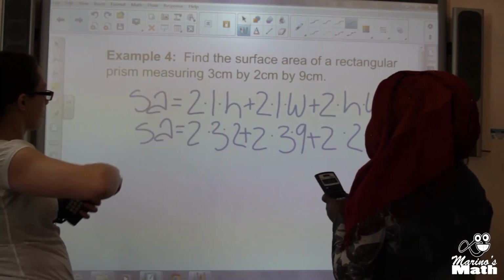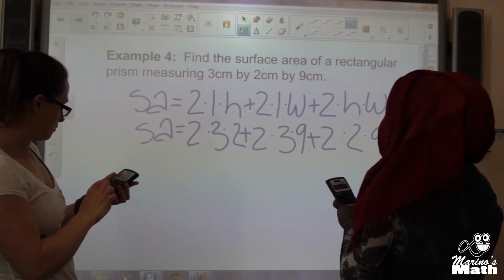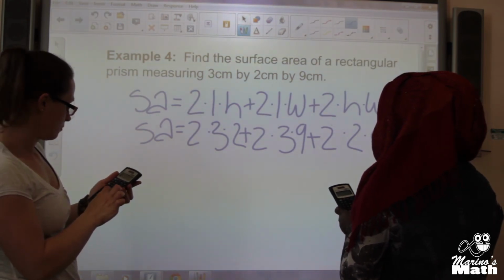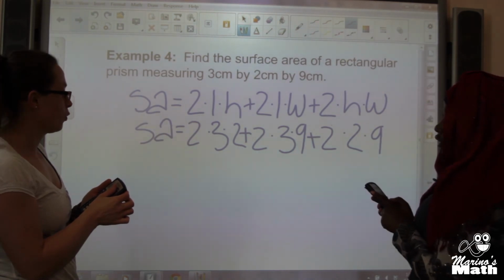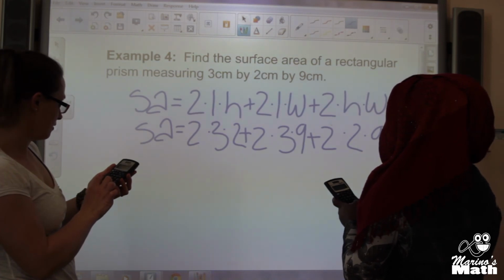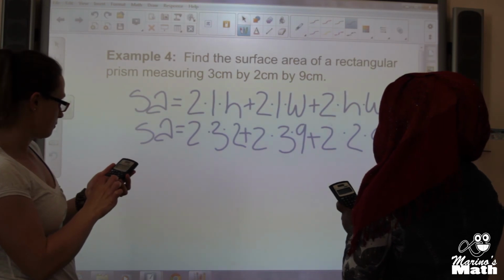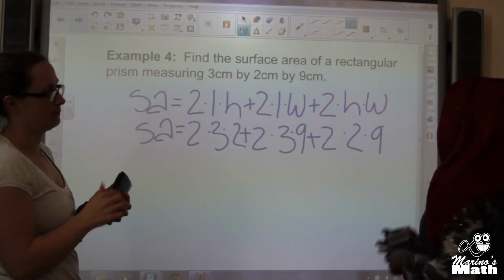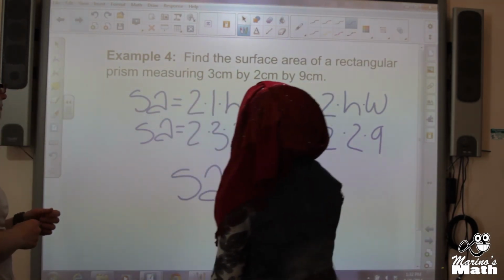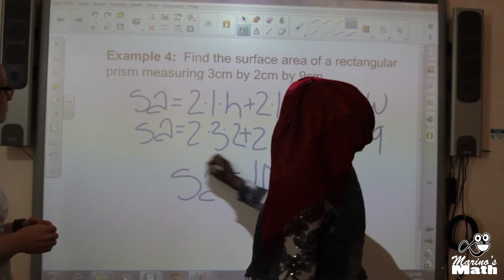And our good old friend, the calculator. 2 times 3 times 2, plus 2 times 3 times 9, plus 2 times 2 times 9. That's 102. Surface area equals 102 centimeters squared. Perfect.